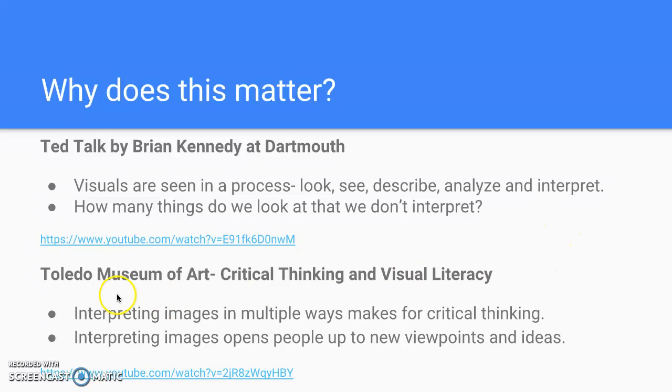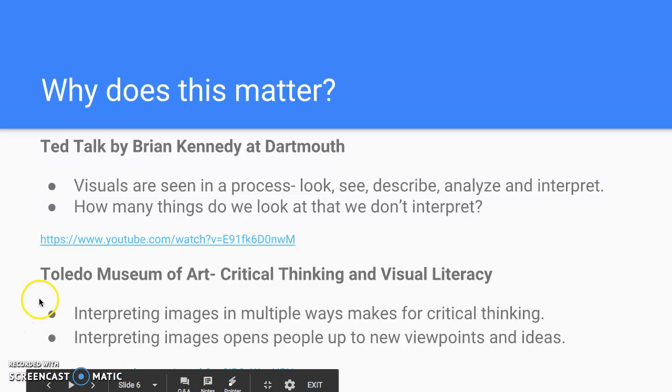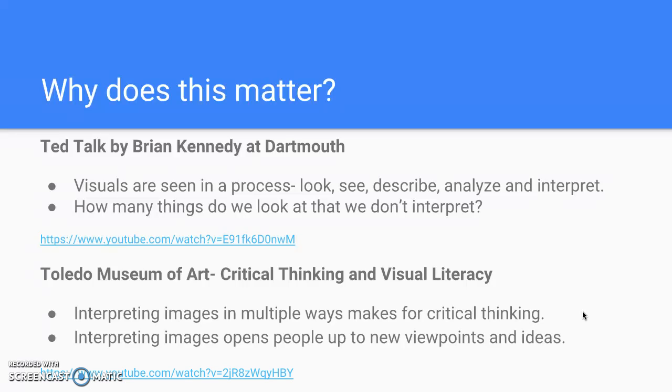And similarly, this really short video, I put the link in there just in case you want to take a look, from the Toledo Museum of Art, was talking about how critical thinking and visual literacy are completely linked, and how interpreting images in multiple ways is basically what we do when we're thinking critically. And not only that, but it opens up people, and especially children, to new viewpoints and ideas.